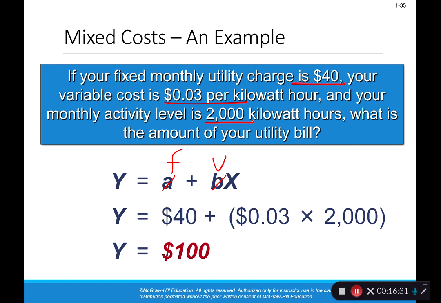So in order to get the answer, we're going to start with our fixed cost, which is the 40 bucks, and then we're going to add our variable. And our variable is going to be the variable cost per unit of 3 cents times the number of units, in this case kilowatt hours. So our total variable cost is going to come out to be $60 if you do the math, and then add that to the fixed of 40, and you get your total mixed cost equal to 100.